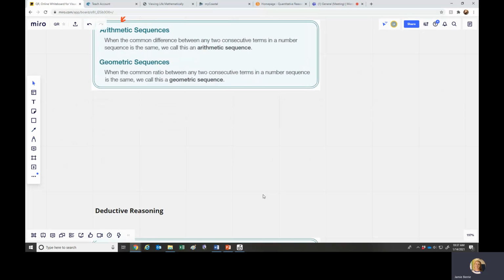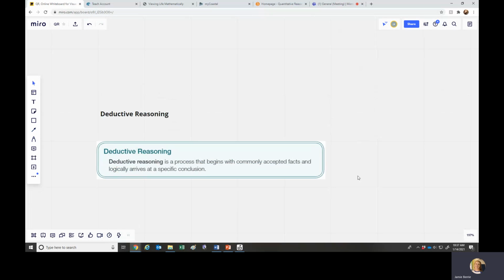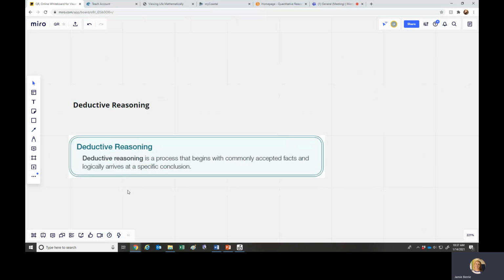Okay. And then our last thing that we're going to talk about is deductive reasoning. We talked about inductive reasoning. We said inductive reasoning is where you take specific examples and you draw general conclusions from those examples. Deductive reasoning is where you begin with commonly accepted facts and then you logically arrive at a specific conclusion. So you're going to start with some general facts and then you're going to arrive at a specific conclusion. So that's deductive reasoning. You're deducting information about this accepted fact to arrive at a specific conclusion.